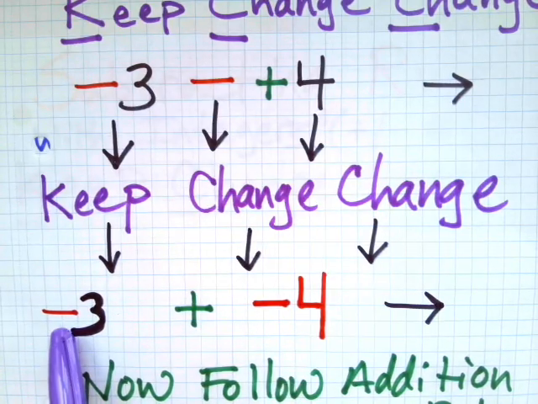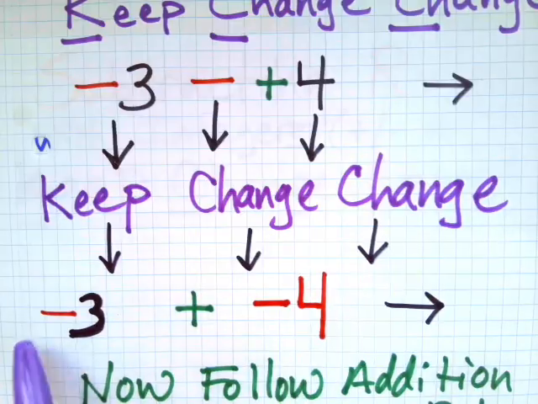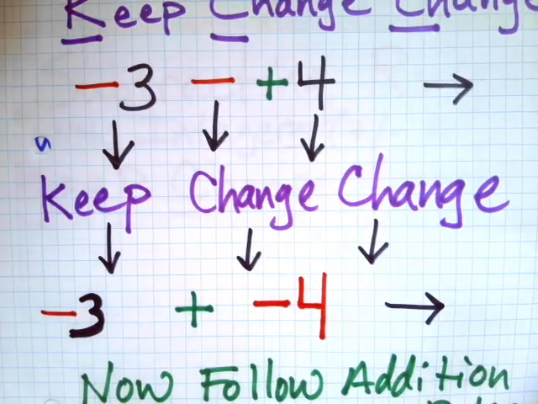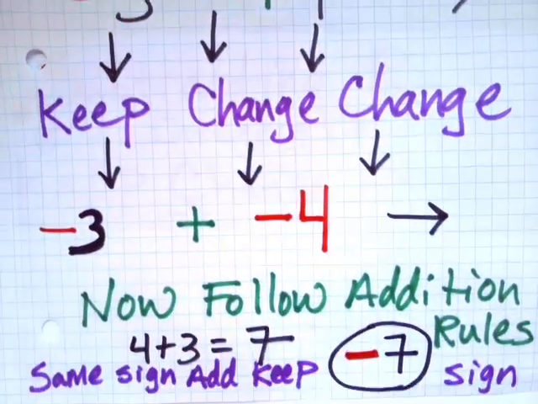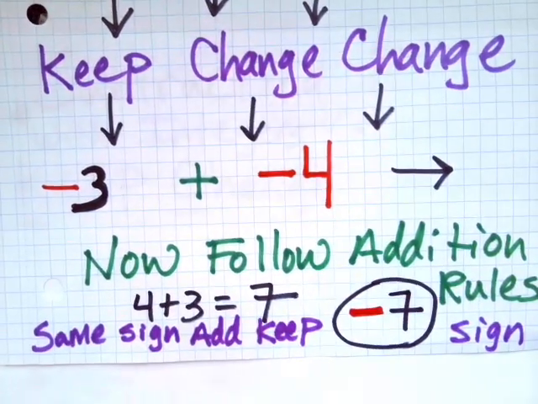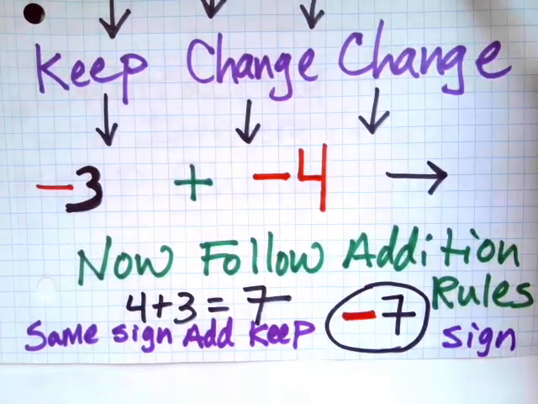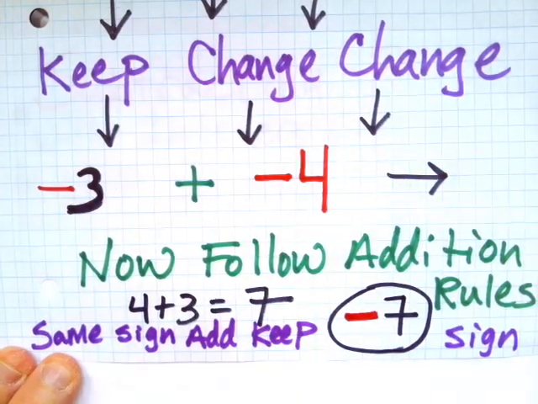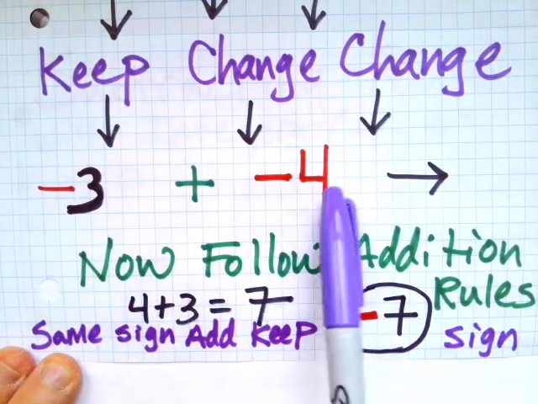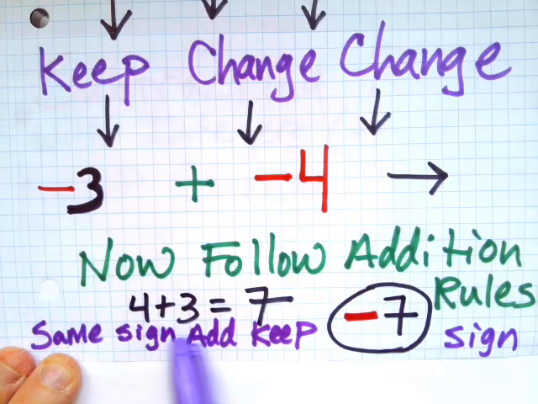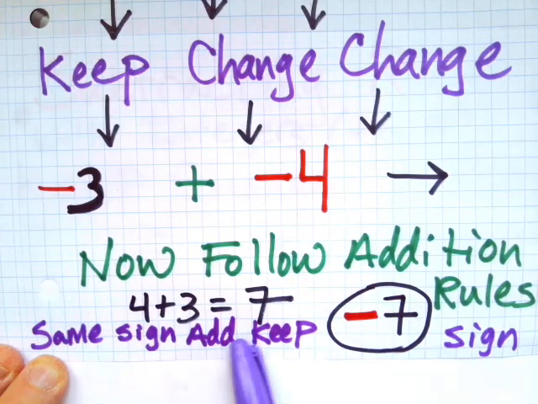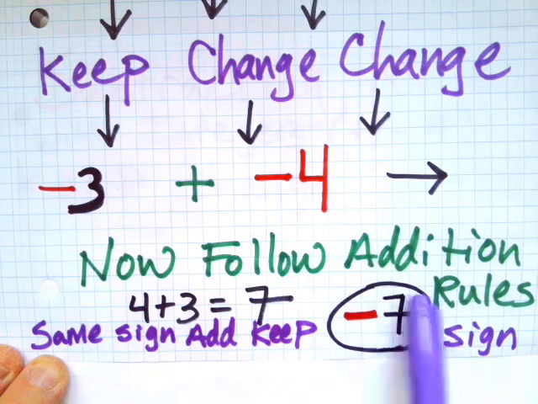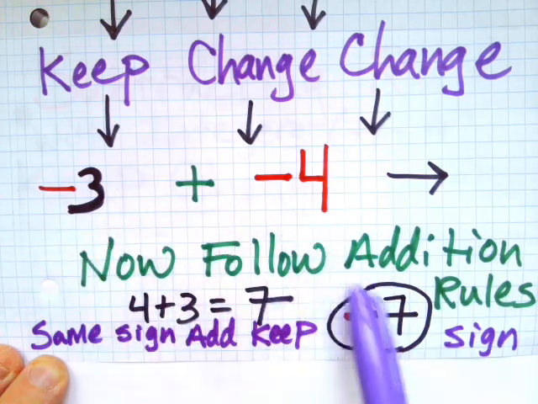So here I have a negative 3 and a negative 4. These signs are the same, so now we follow the addition rules. Simply put, again, same sign, add, and keep the sign. So 4 plus 3 is 7. They're the same sign, so we keep that sign in our answer. The answer is a negative 7.